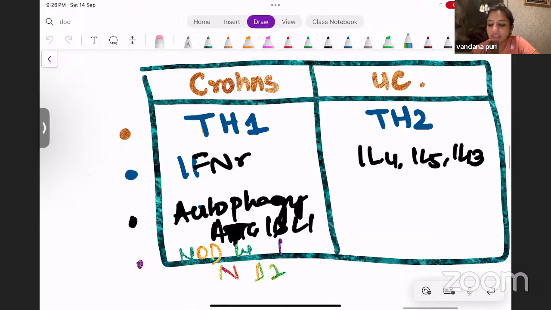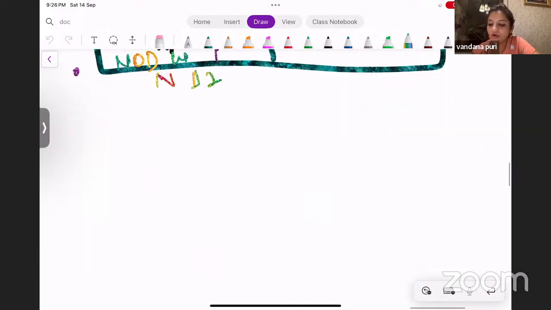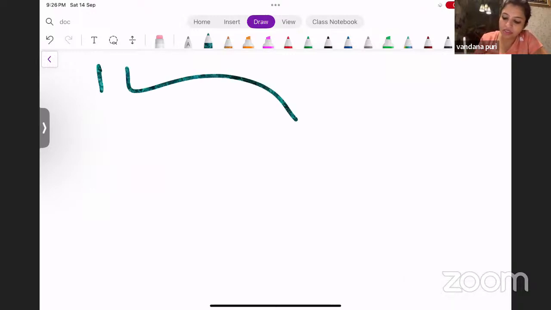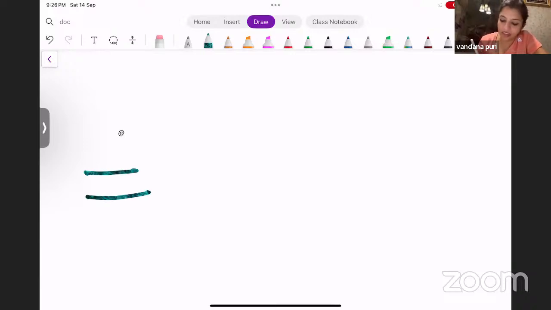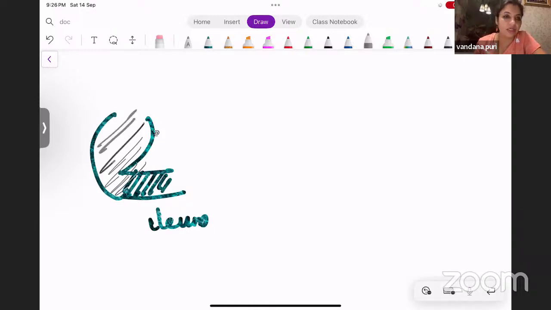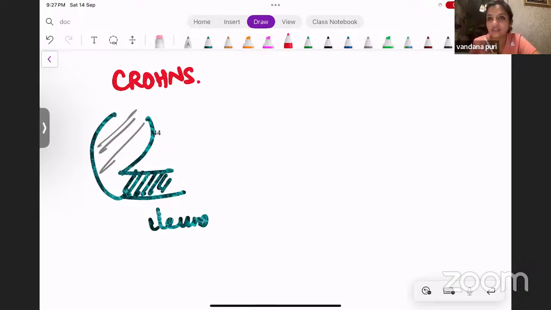Now once we are clear with this difference in the immune mechanisms, let's come to the morphology. To understand the morphology, let me draw it simply. Let's draw the intestine and see how it happens. Whenever I'm drawing the intestine, remember the most common site. The most common site involved in Crohn's disease is the ileum, closely followed by the ileocecal junction.